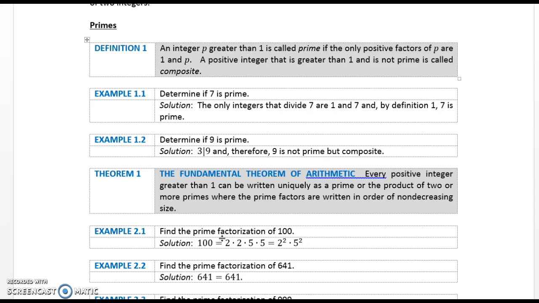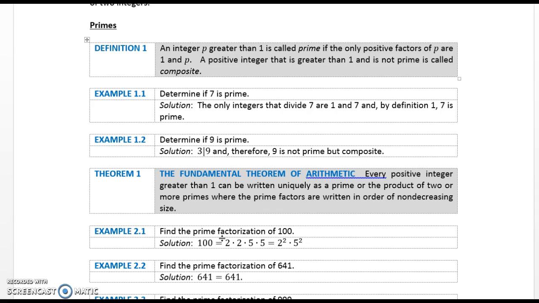Example 1.1. Determine if 7 is prime. Solution. The only integers that divide 7 are 1 and 7, and by definition, 7 is prime. Determine if 9 is prime. 3 divides 9, and therefore 9 is not prime, but composite.